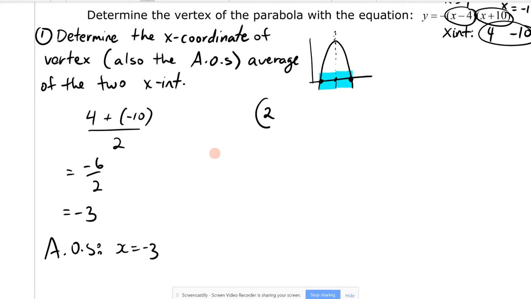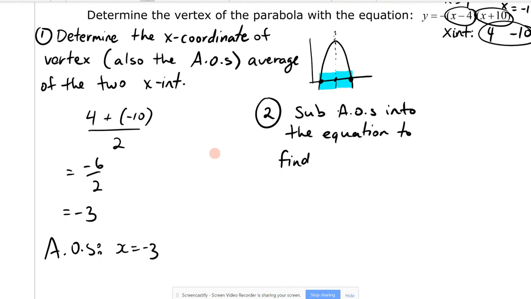Now, step 2, to find the actual value of the vertex, you're going to substitute the axis of symmetry into the equation to find its y value, because you have the x value now, but what's the y value? The y coordinate of the vertex. We'll write here the y coordinate of the vertex.